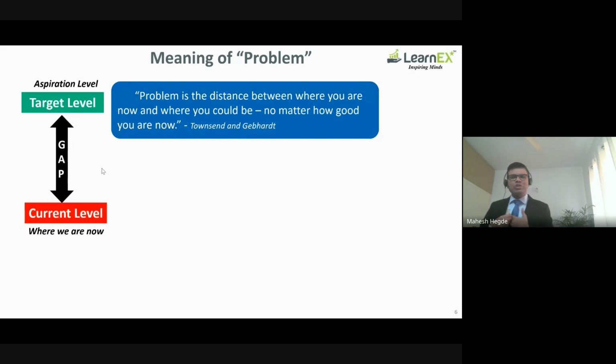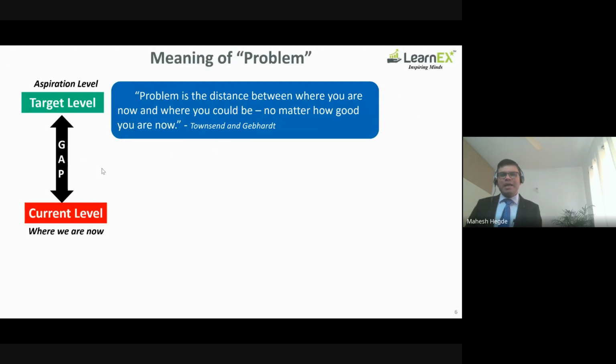Suppose I'm a student scoring 60% and I want to score 80%, that's a problem because there's a gap between. Suppose I'm a student scoring 60% and I'm happy with 60%, there is no problem. So a problem is the difference between where we are now and where we could be, or aspiration level, no matter how good we are right now. The person at 90% may feel that I have a problem, I want to score 95%.